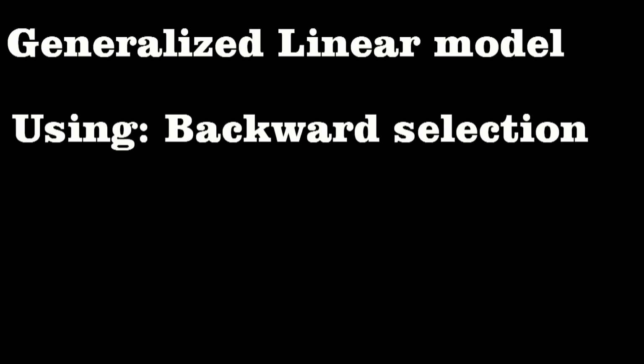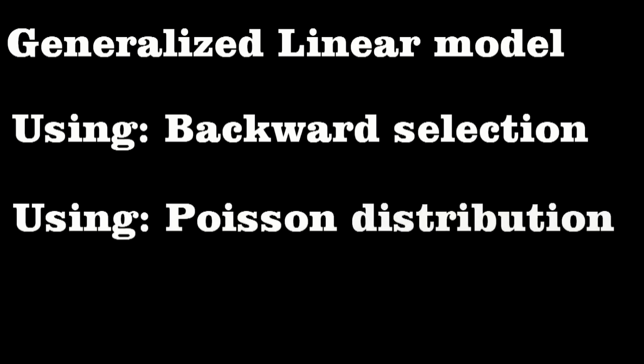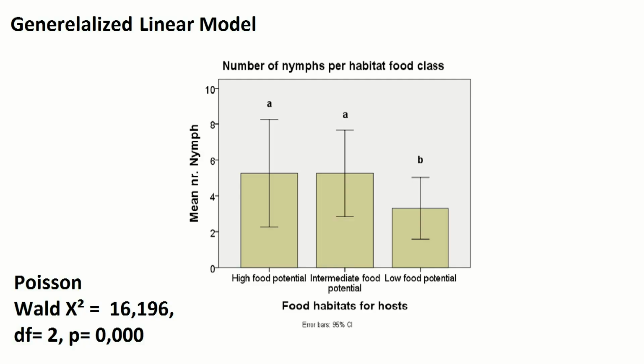Due to the fact that the number of nymphs consists of count data, the model needed to be run using a Poisson distribution. It appeared that the high food potential habitat and the intermediate food potential habitat significantly differed from the low food potential habitat. All covariables turned out to be non-significant. The final model therefore consisted of only the habitat type. The prediction that high potential food habitats for mice will be the class containing the most nymphs is therefore not met. However, the low food availability class contains significantly fewer nymphs.